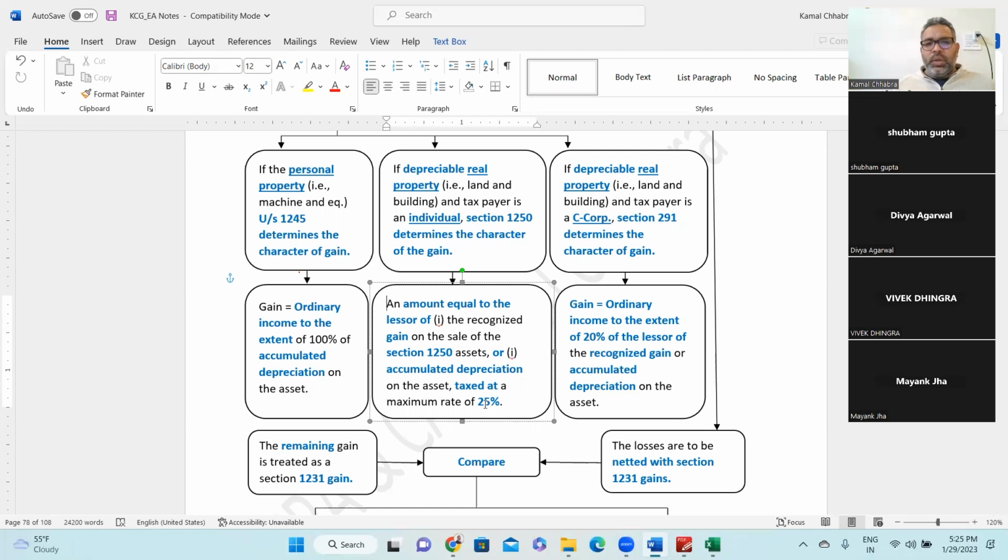Yes, sir. Much clearer. So in the first and second boxes, the difference is only real property and personal property, but all the fundamental things and calculation are absolutely the same. Section 1245 and 1250 calculation is the same, but 1245 is for personal property and 1250 is for real property.